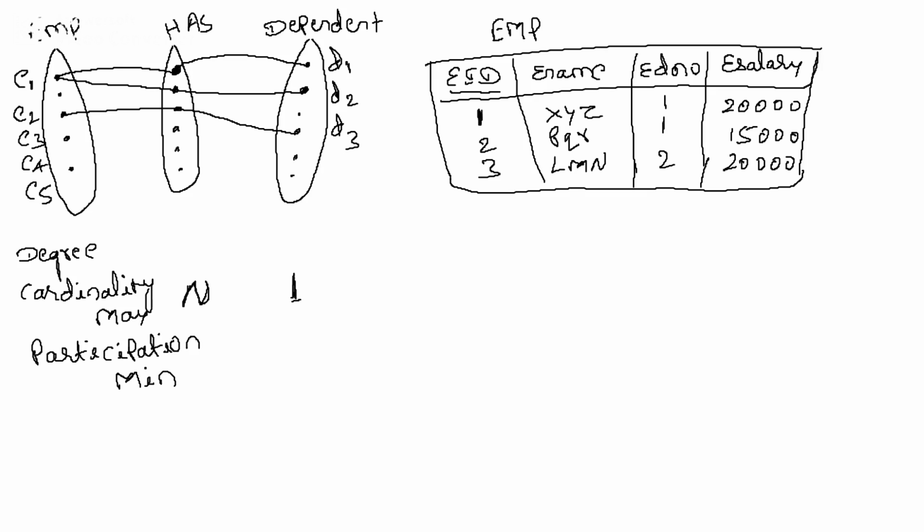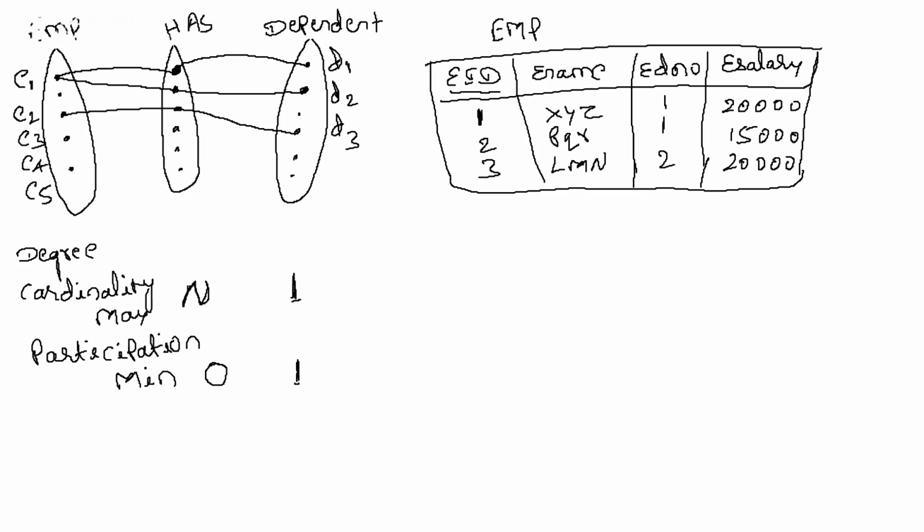Now the minimum participation. In the employee entity set, some employees may not have any dependents, so in that case we represent it using a 0. But when I am talking about the dependents, those dependent entities are totally dependent on employees. For example, D1 and D2 depend on employee E1, D3 depends on E2. However many entities there are, D1 to D5, if their values are in this table, they are all dependent on one of the employees in the employee set. So the minimum participation of the dependent is 1.